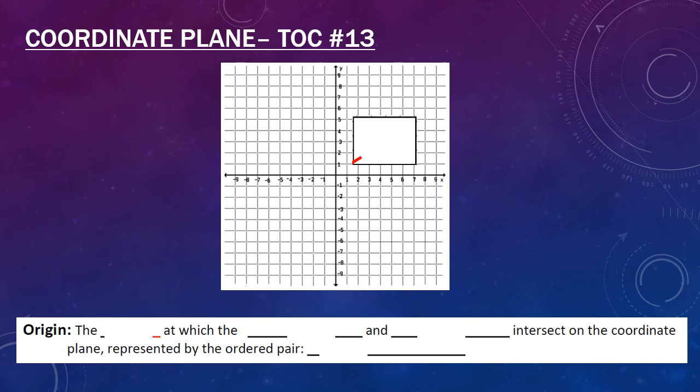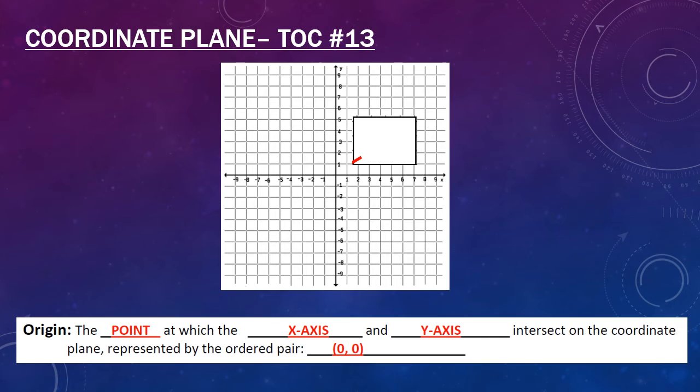So let's get this definition in here, shall we? The origin is the point at which the x-axis, horizontal, and the y-axis, vertical, intersect or cross on the coordinate plane. And it is represented by the ordered pair 0, 0, because it's smack in the middle. It's where they both have zeros. So the origin is 0, 0. You need to know that. So if you need to, highlight that so you don't forget.